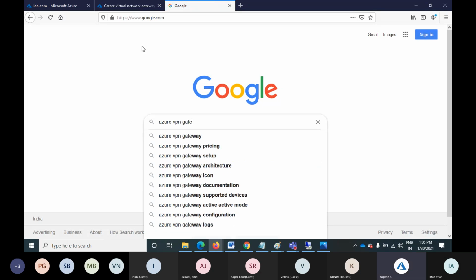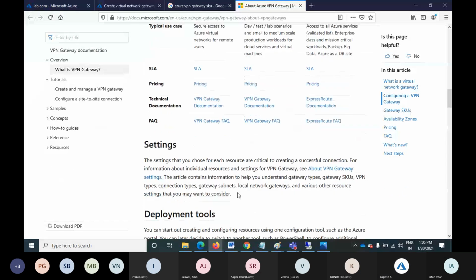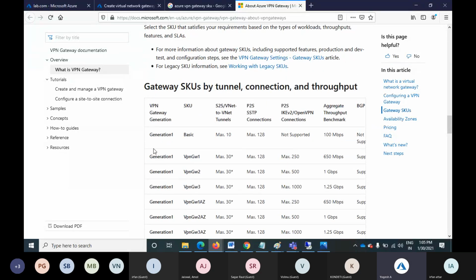Azure VPN gateway SKU. See, this is the difference. When you deploy a VPN gateway with the Basic SKU, you can have a maximum of 10 site-to-site connections, and for point-to-site, 128 people can connect at a time using the VPN client. IKEv2 and OpenVPN connections are not supported, and the throughput is very low, 100 Mbps.